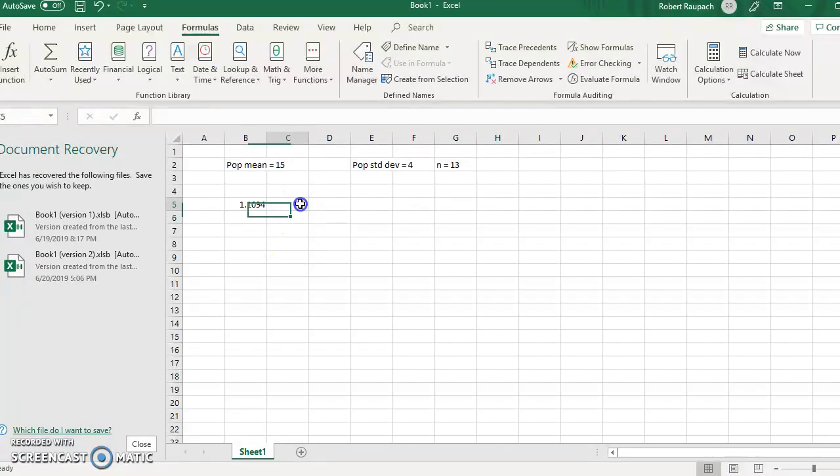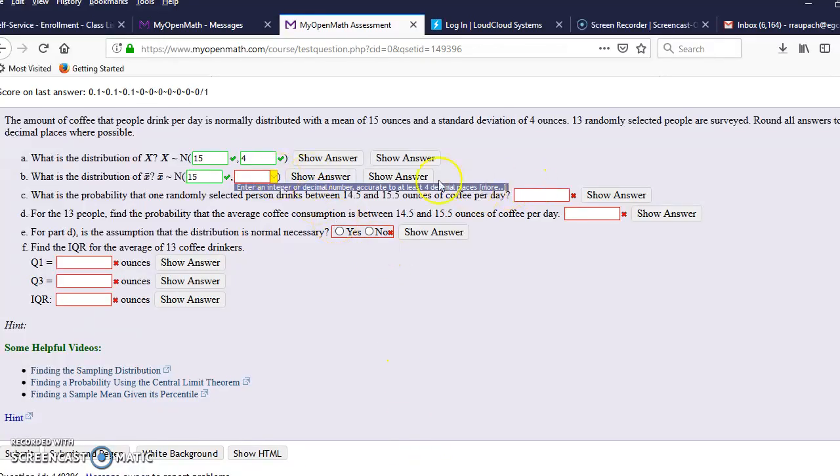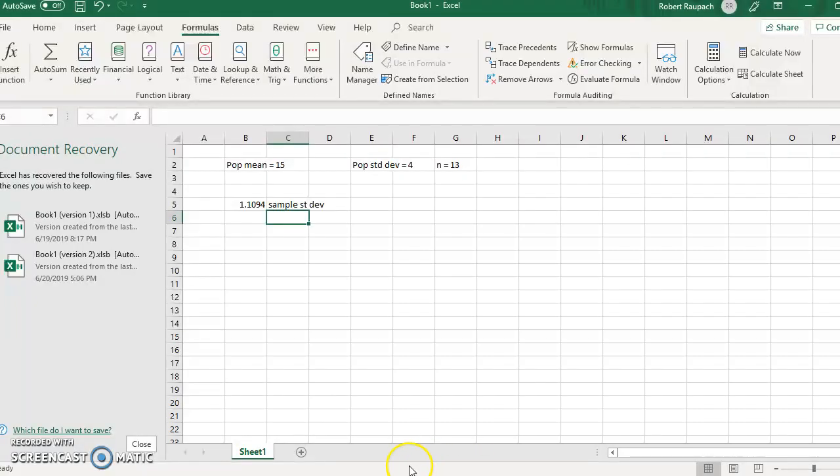Okay, so there is your sample standard deviation. I like to label everything so I know what I'm calculating. So again, the answer is 1.1094.